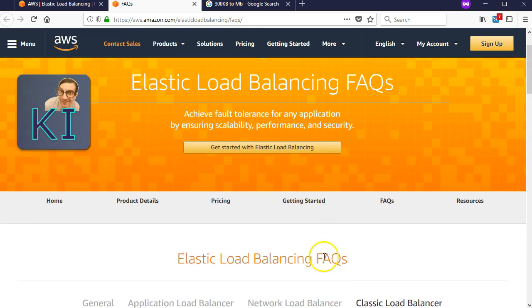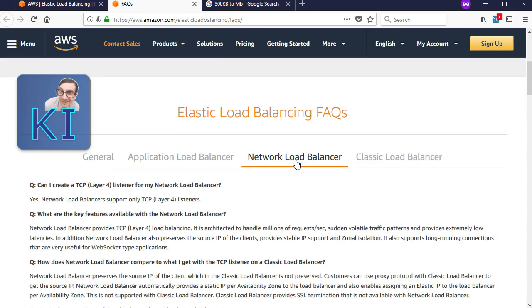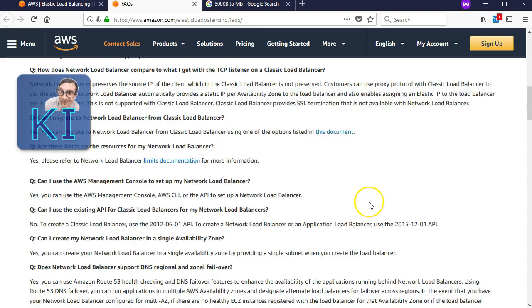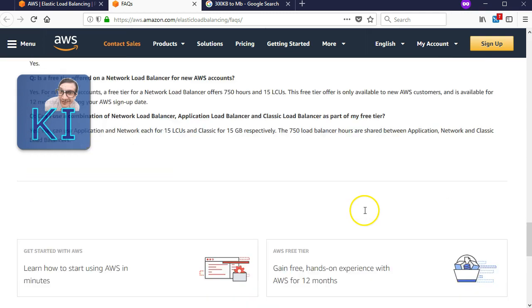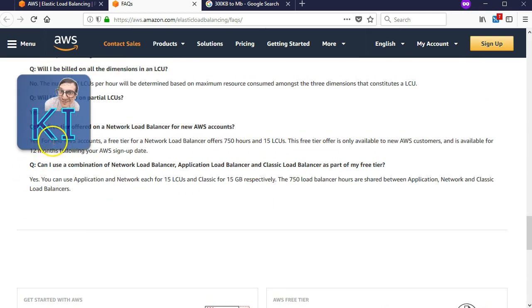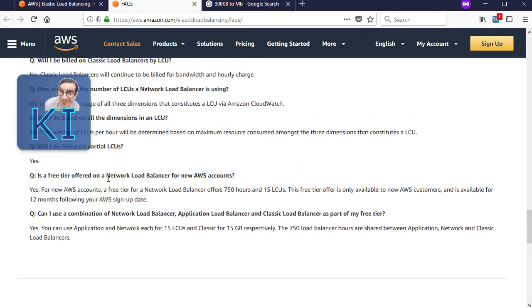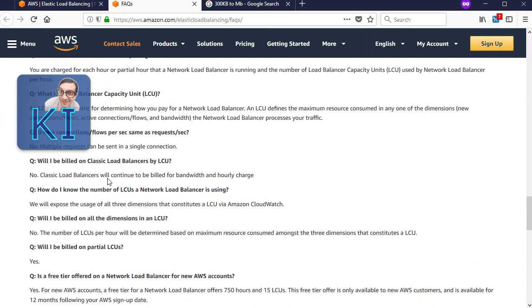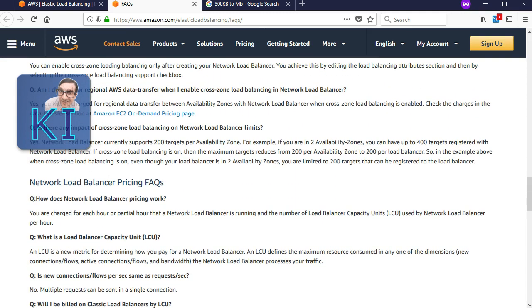But in case of NLB, guys, for cross-zone data transfer, when you enable cross-zone load balancing, the data transfer which happens, yes, you pay for it. So let me show you that thing here. Am I charged for regional AWS data transfer when I enable cross-zone load balancing? Yes, you will be charged. So this is something which you need to understand.